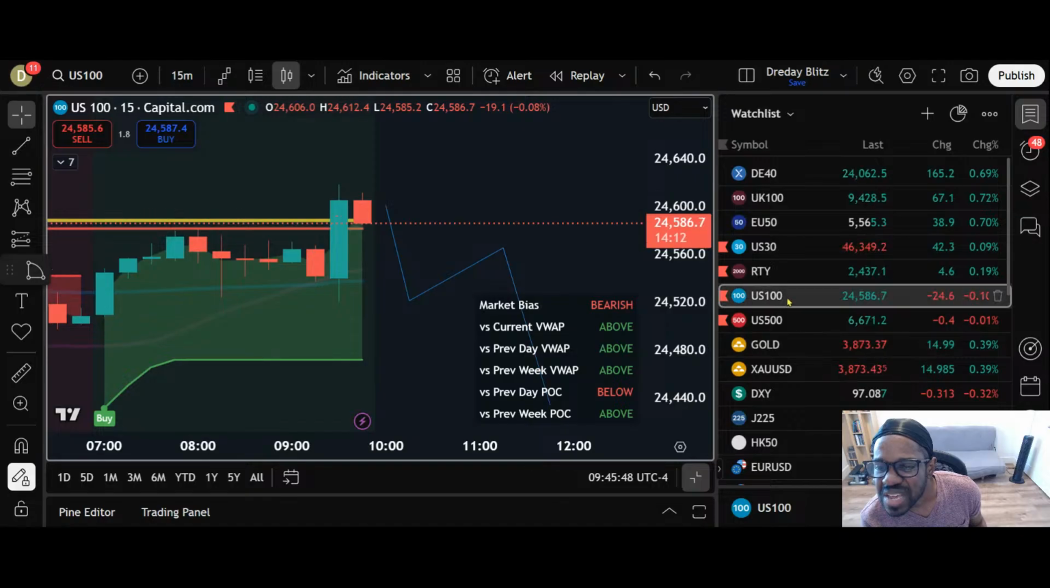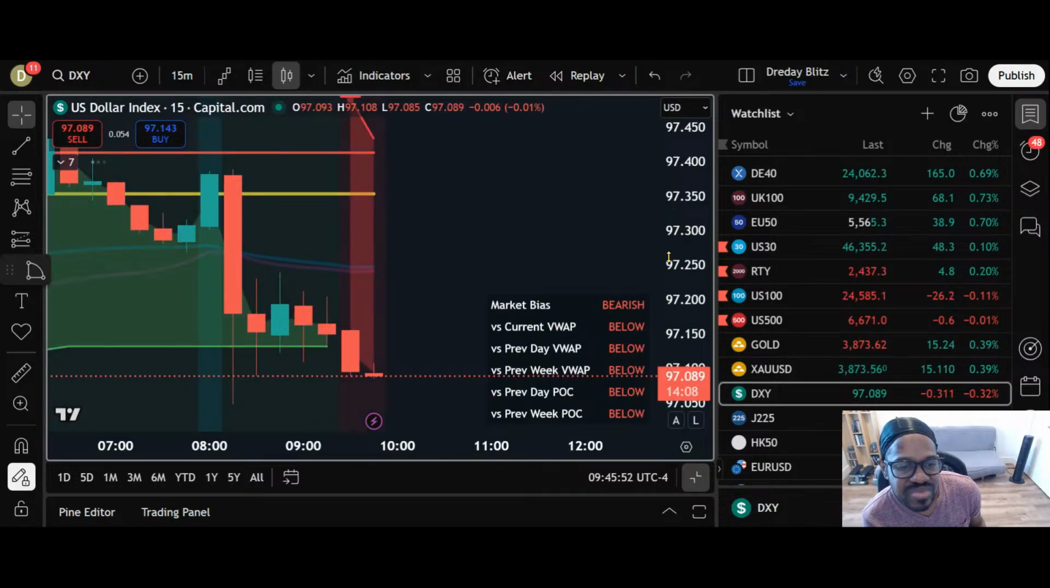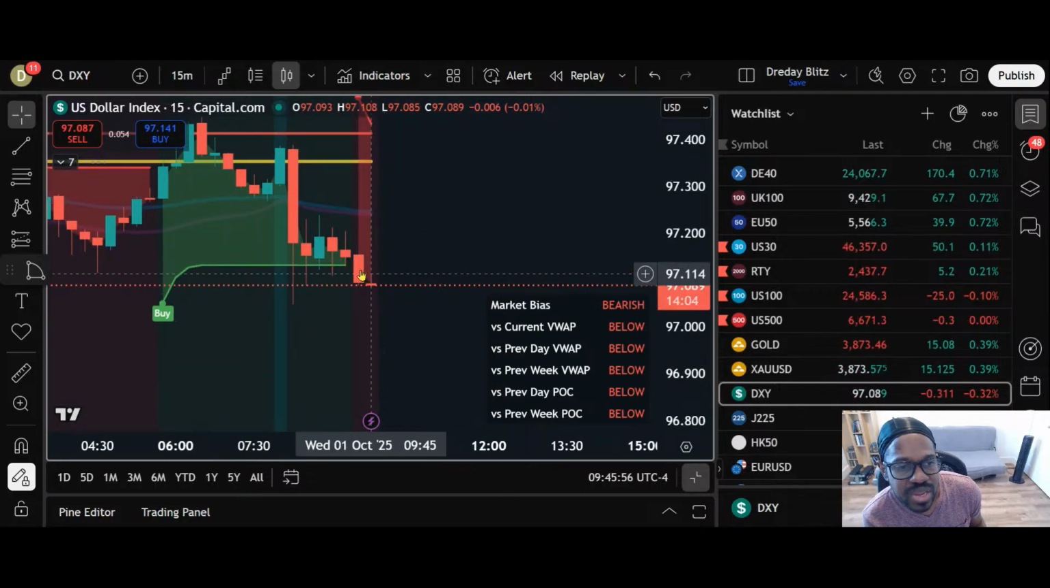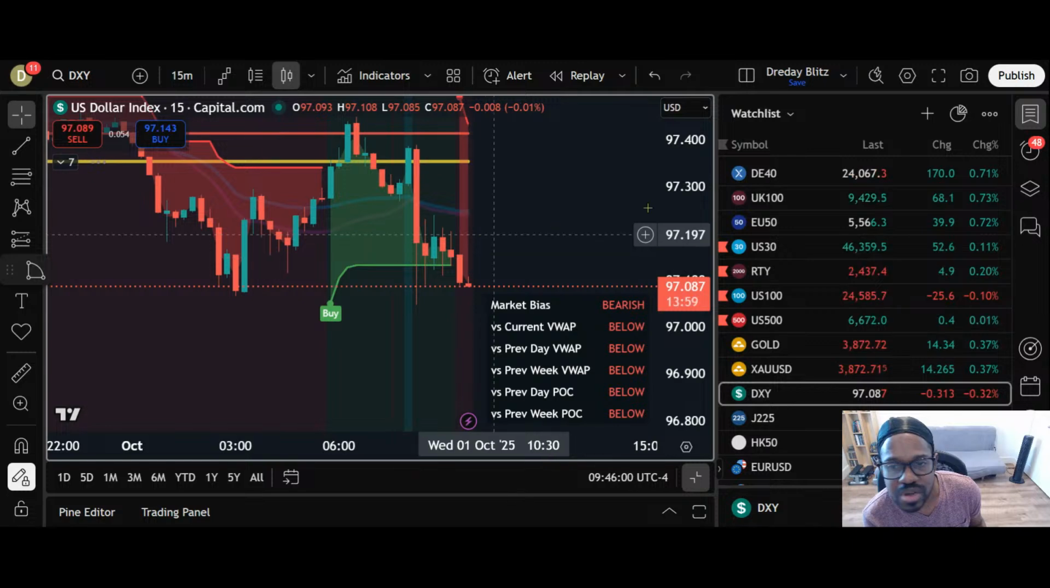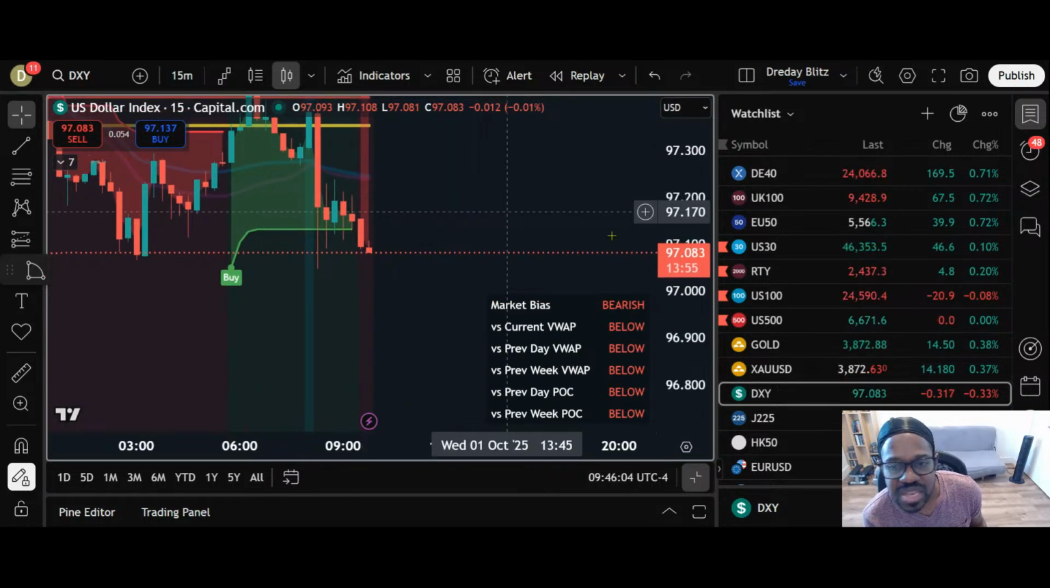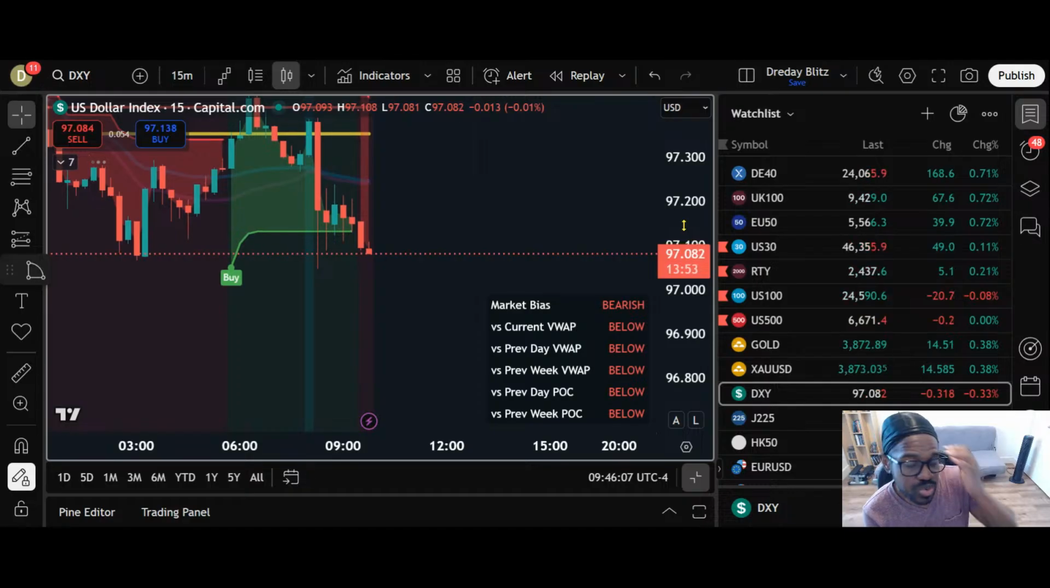And if we go back here on DXY, we are still trading down here. So we have a confirmation here that we have a bearish movement on DXY. So if we're trading anything related to USD, USD CAD should be going down, EUR USD should be going up, GBP USD should be going up, AUD USD should be going up.